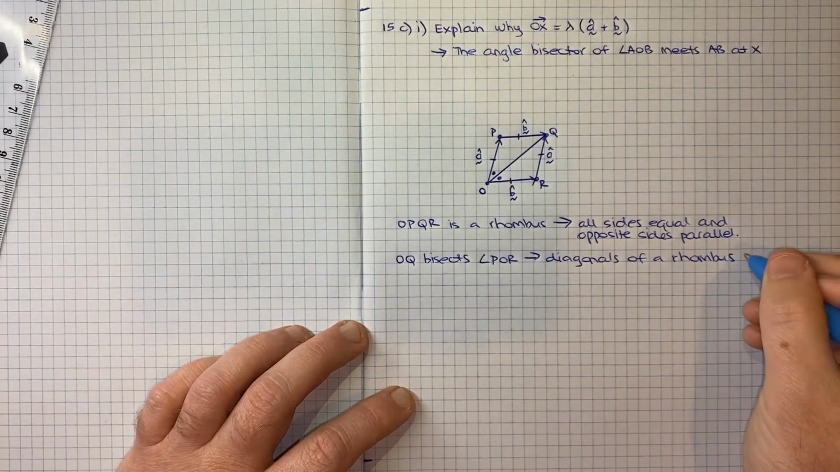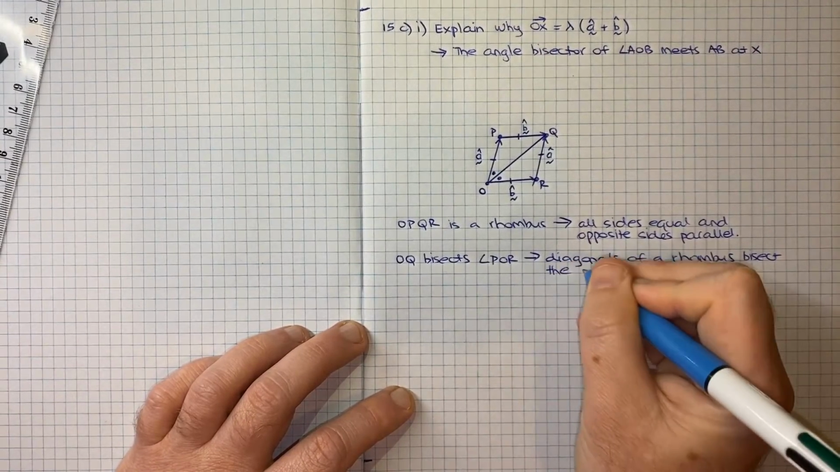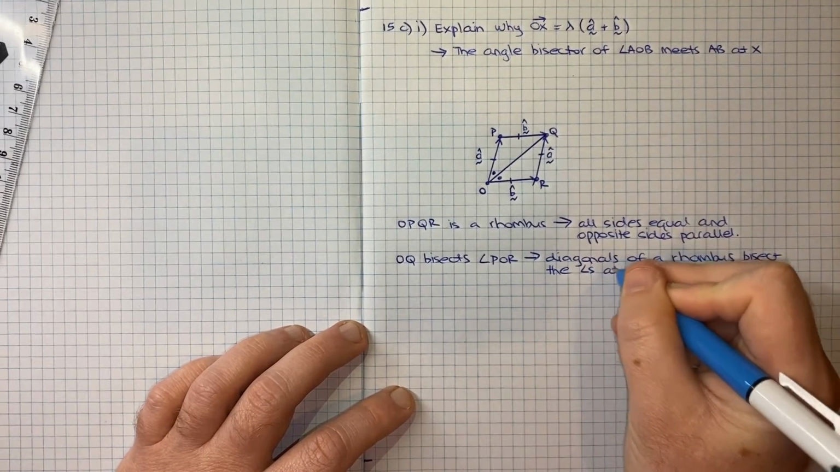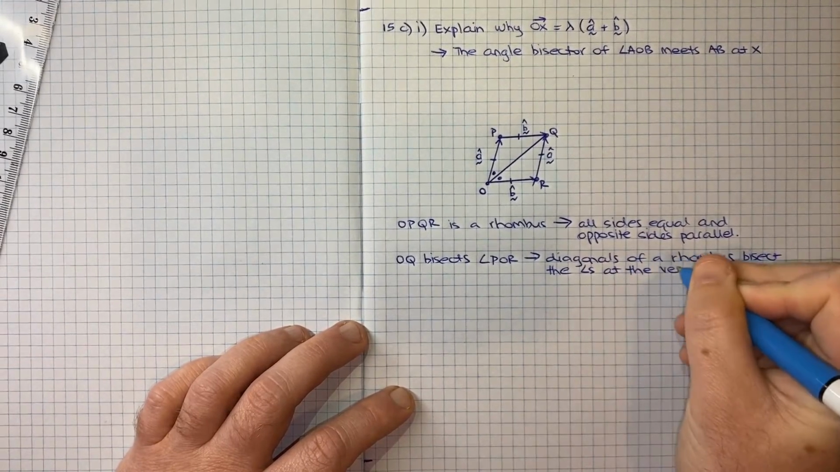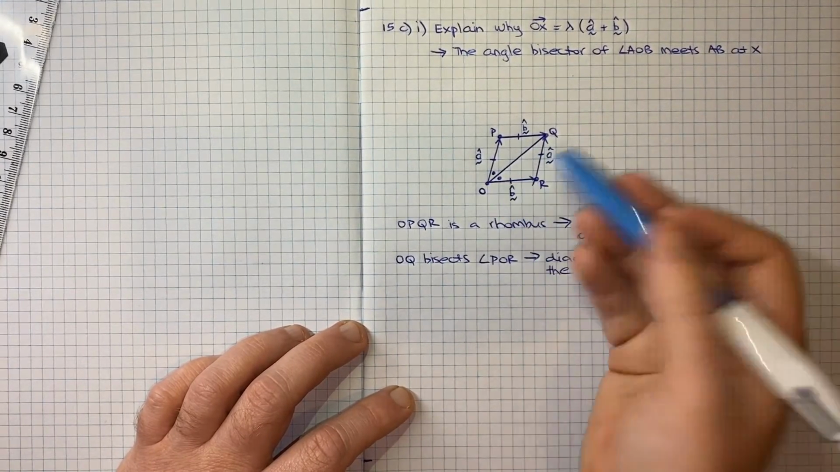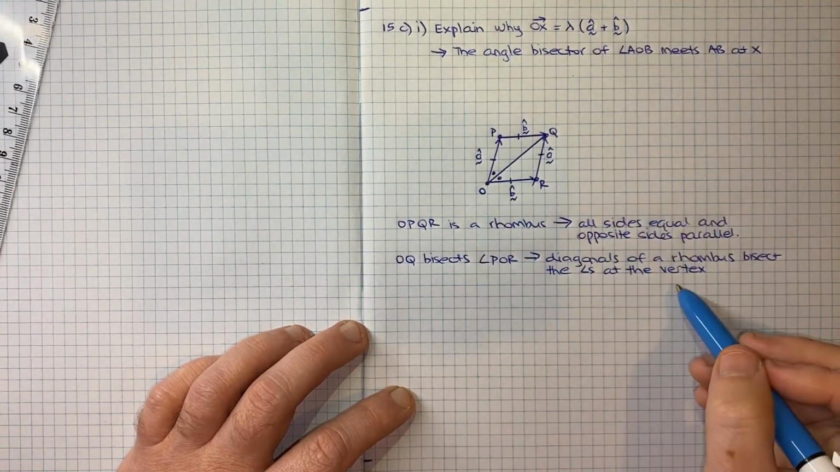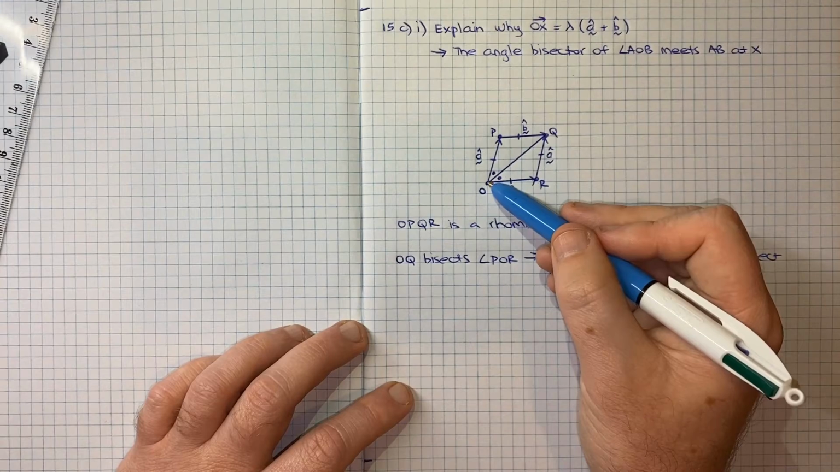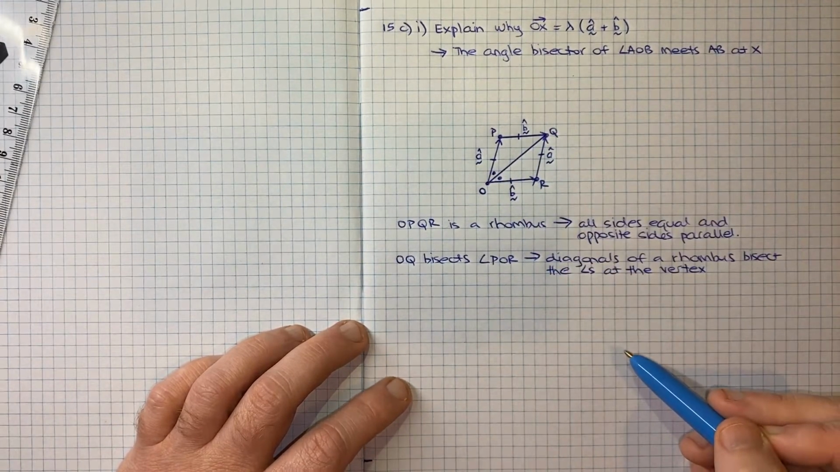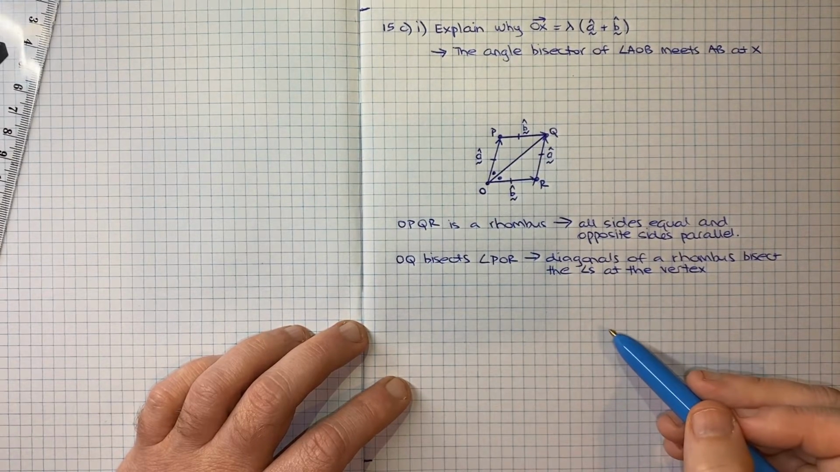You'll often see this written as just bisect the angles, or sometimes it might be written as bisect the angles at the vertex or vertices, depending on whether you're pointing out both or just one. Here we're really just focusing on the vertex at O, and so this diagonal bisects the angles at that vertex. That's the key point.